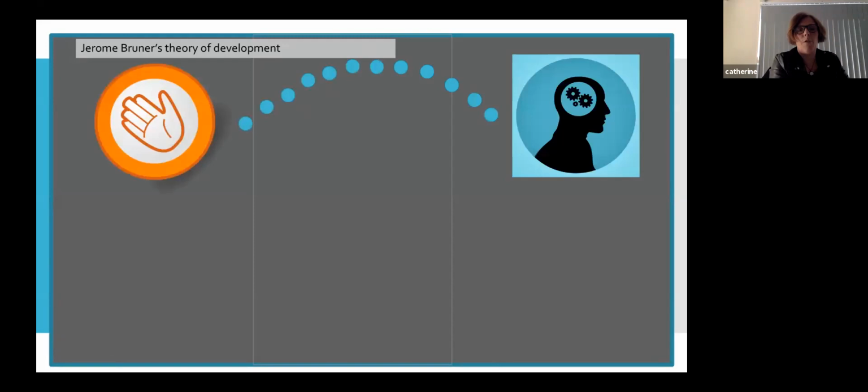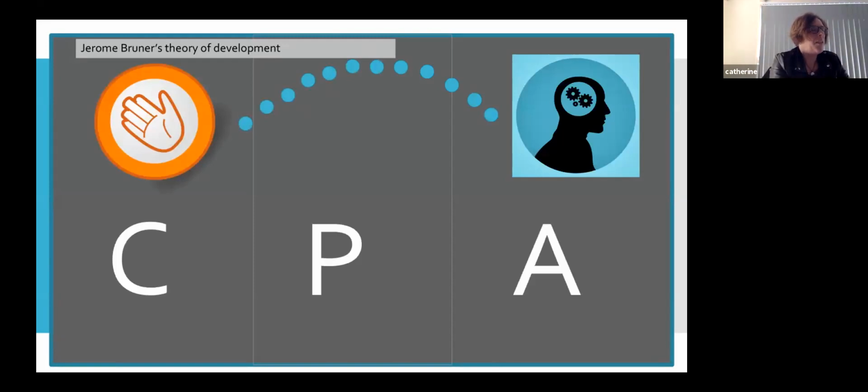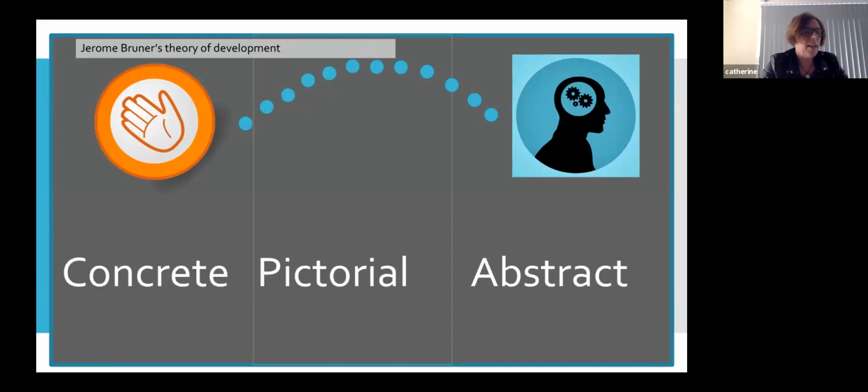All right, so I want to talk now about the CPA approach. Jerome Bruner's theory of development states that people learn abstract things best when they go from the concrete through to the abstract. This is a three-step process called the CPA approach. CPA stands for Concrete-Pictorial-Abstract approach.